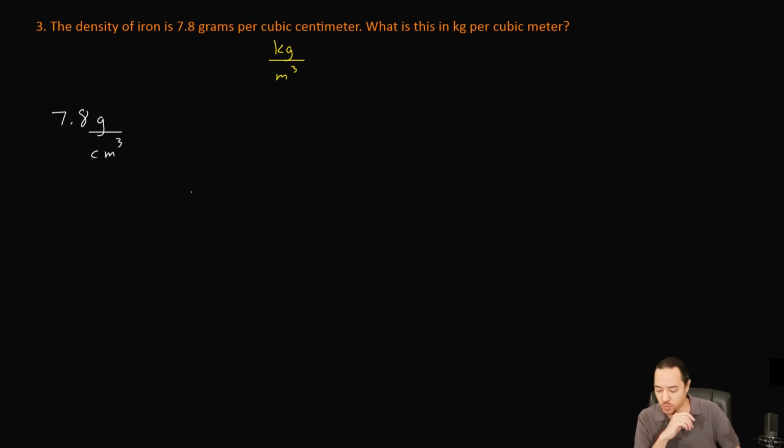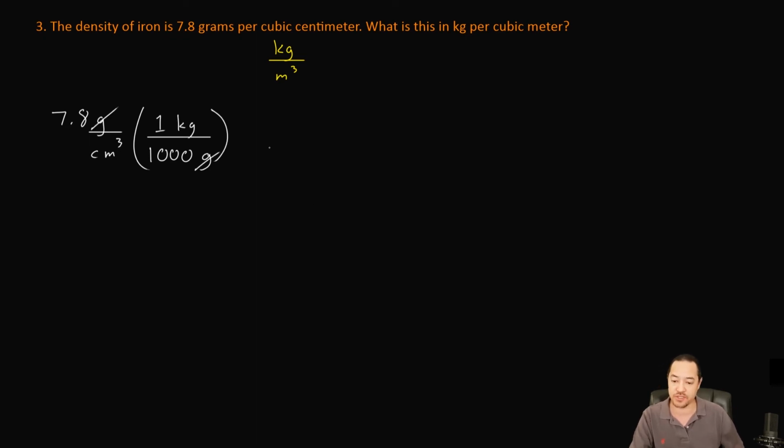Okay, so what do we want to convert first? Let's convert grams to kilograms first. That shouldn't be too bad. We know that there is 1 kilogram for every 1,000 grams, right? That allows us to cancel the grams out. So now we've got kilograms in the numerator, halfway done.